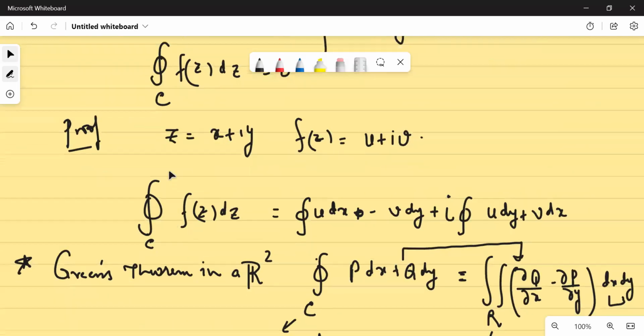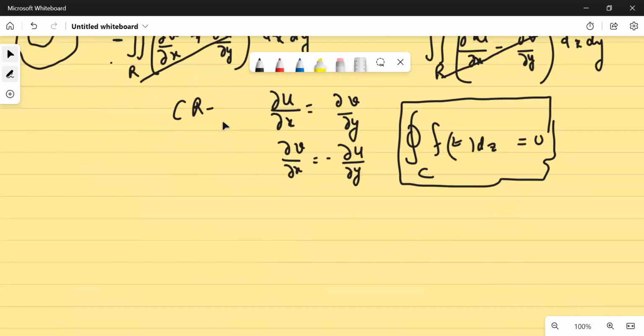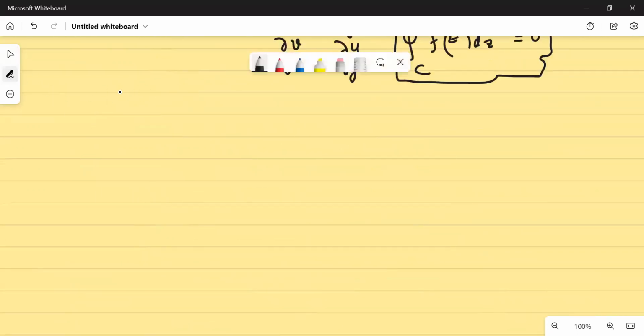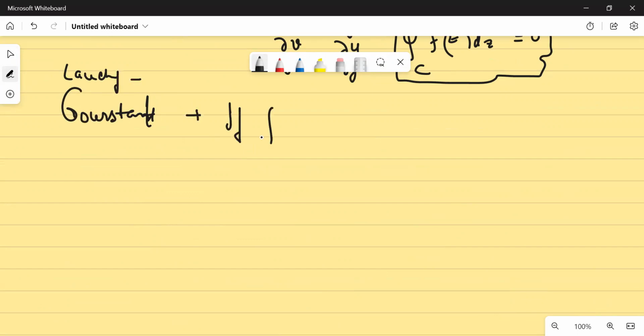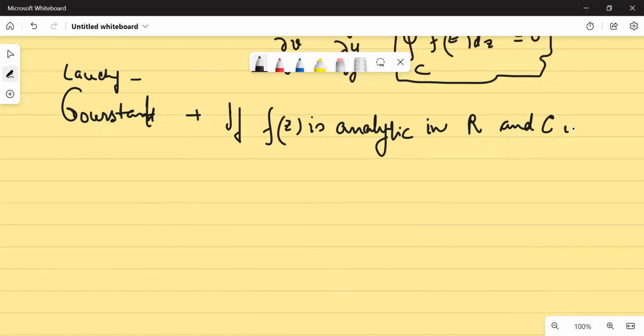So there came a mathematician called Goursat who relaxed these conditions, and this theorem is what we use in its present form. I would say Cauchy-Goursat theorem, which says that if f(z) is analytic in R and C is a closed curve lying in this region.